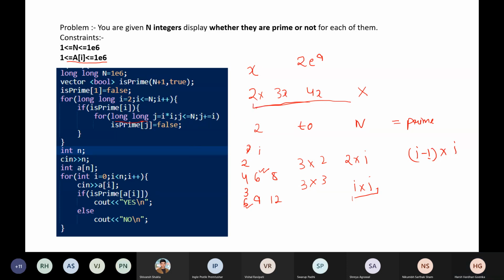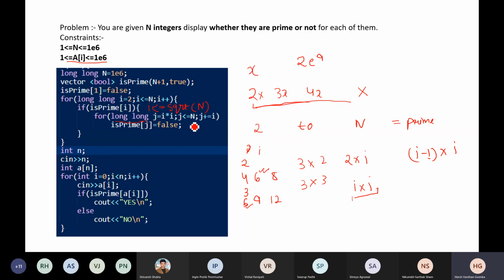Why can't we run i only till root n, because ultimately j has to be less than n only? Where you are writing long i equal to 2, i less than equal to n, i plus plus, then j equal to i into i, j less than equal to n. Okay, yes, that can be done. What he's saying is that I run this portion of the loop only if i is prime and i is less than equal to square root n. Is this what you meant?